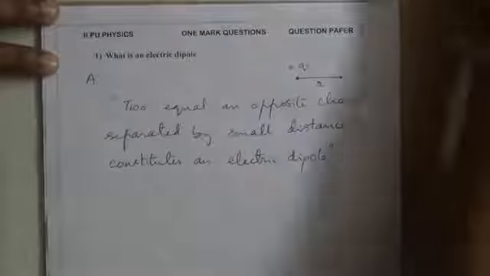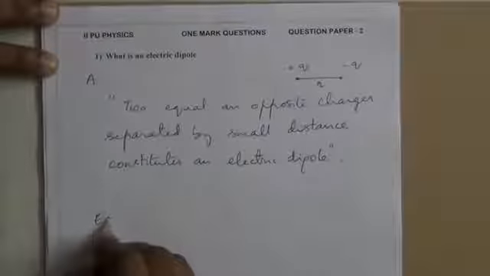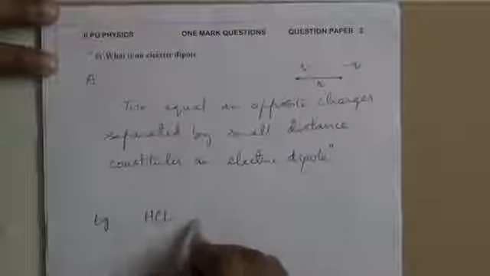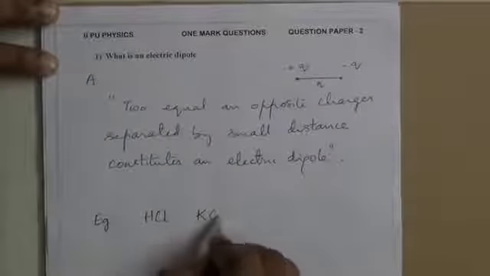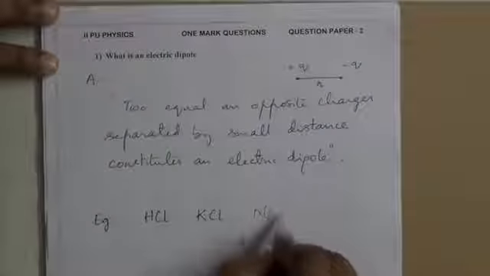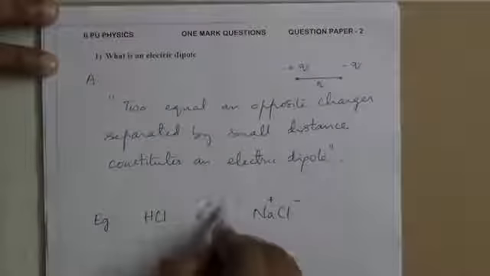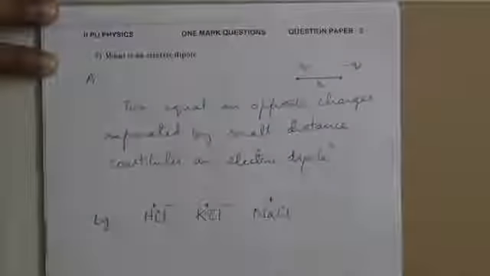Example for this: HCl, KCl, NaCl molecules, Na plus Cl minus, K plus Cl minus, H plus Cl minus.